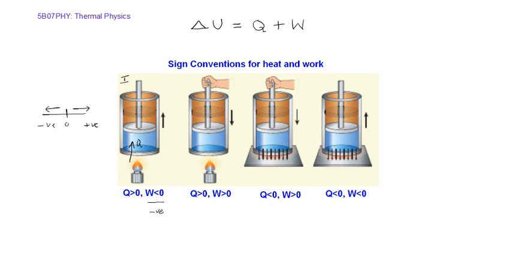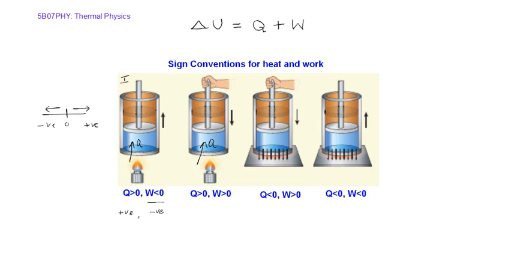Okay, what about Q? Since Q is entering the system, it will cause an increase in the internal energy of the system. So Q is taken to be positive. Now in the second diagram you can see heat is still entering the system, so of course Q is positive, right? And what happens to the piston?